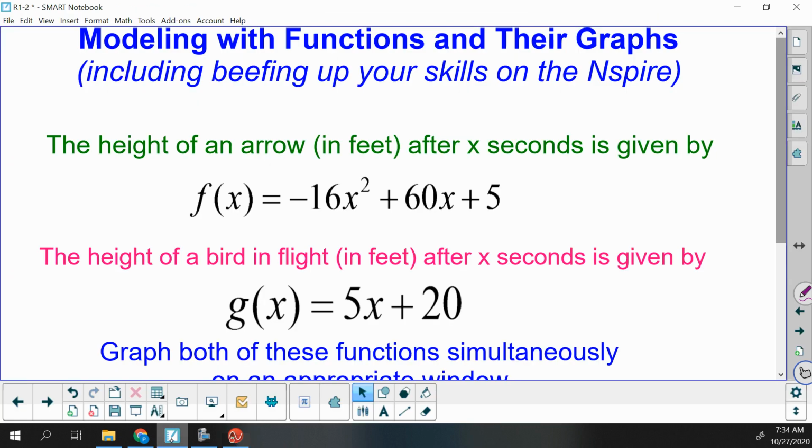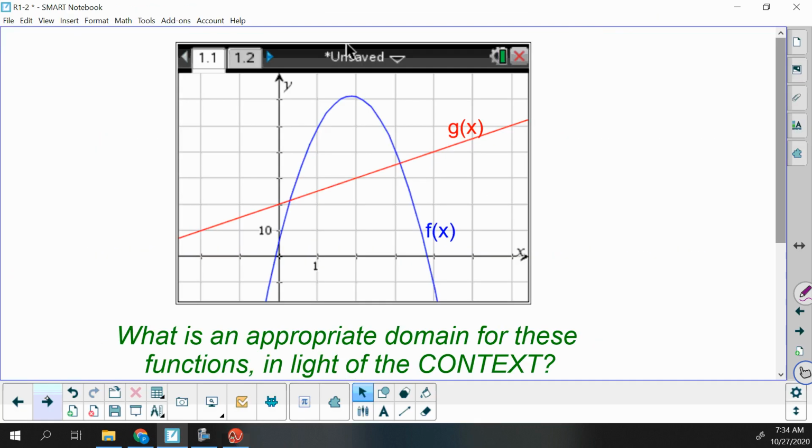So let's go back to our packets on page 11 now. And we want to know what's an appropriate domain for these functions. Well, we're working with x's in seconds, and you can't have a negative number of seconds. So on the low end, we know that x should be greater than or equal to 0. The other thing we have to be concerned about is the blue one, the arrow, it can't really go below the ground. So really our scenario ends essentially when the arrow hits the ground.